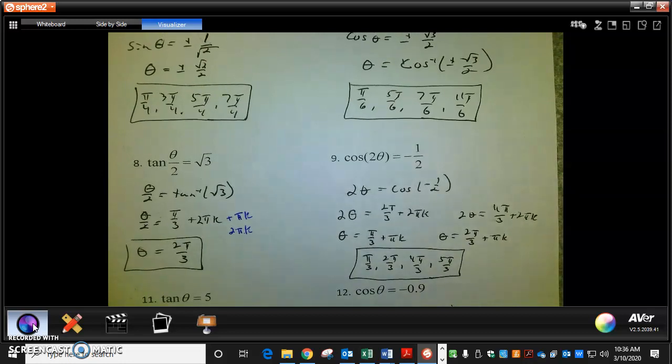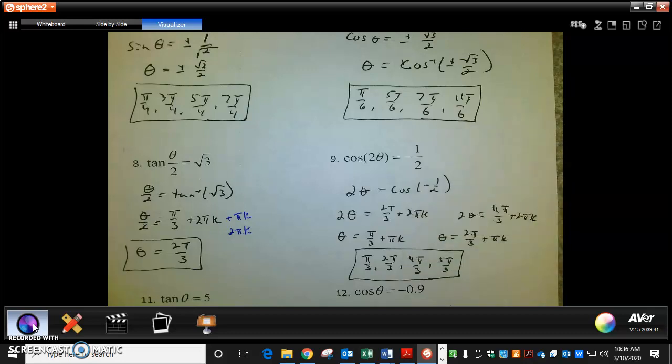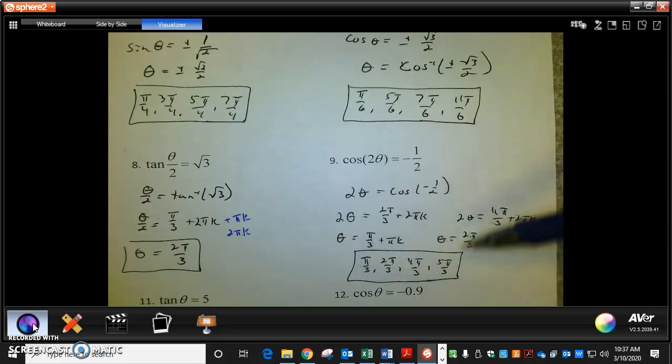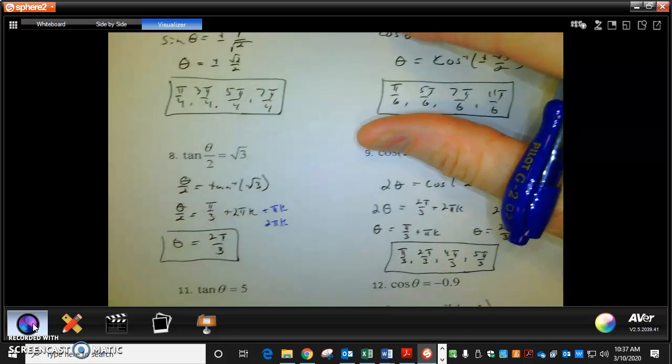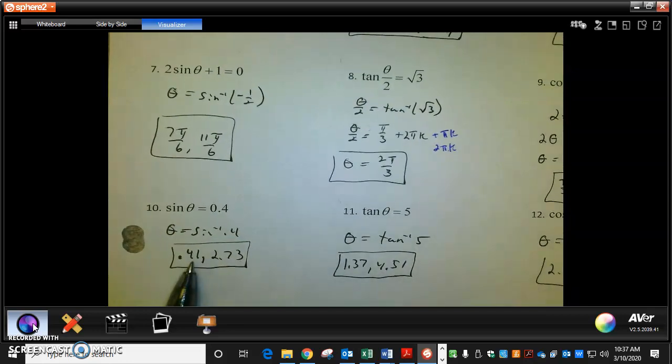Number 9. I took the inverse cosine of negative 1/2, which gave me these 2 angles. I divided everything by 2, which now gave me these 2 angles, and also changed my 2 pi into 1 pi. So there are going to be extra answers that I need to get, not just these 2. This angle plus pi and this angle plus pi will still give me answers that are less than 2 pi. And then the bottom was just plugging this into your calculator and understanding this is the principal value that my calculator knows.